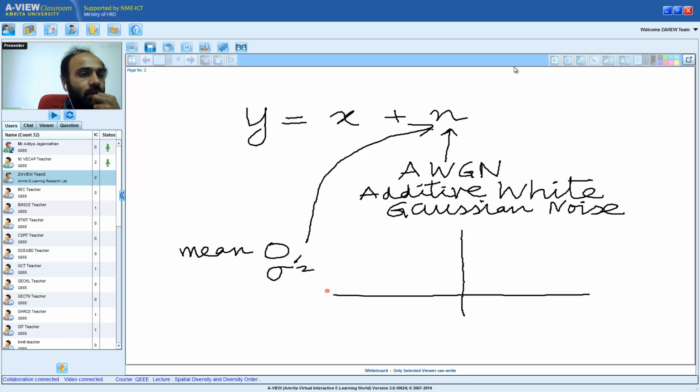Sorry, I cannot hear you. Maybe the microphone is switched off. VCAP college, can someone tell me how is the distribution of the Gaussian noise? It's a bell-shaped curve at origin. Bell-shaped curve at 0, right? Centered at 0.